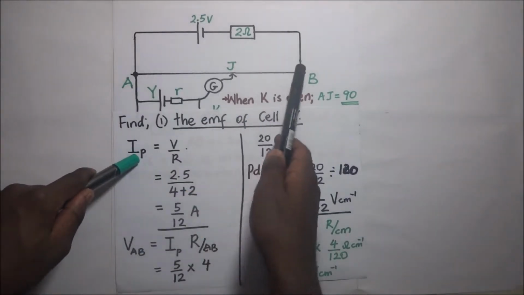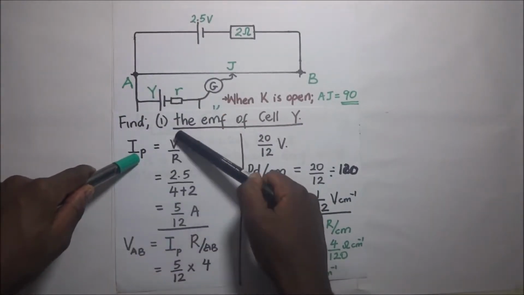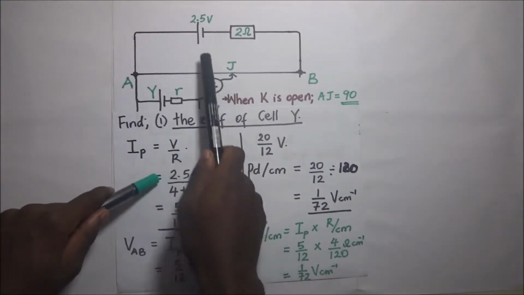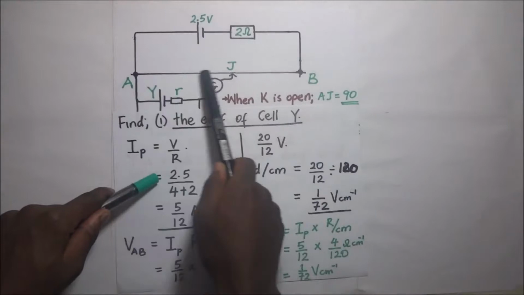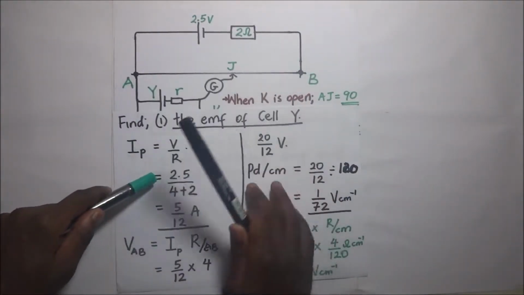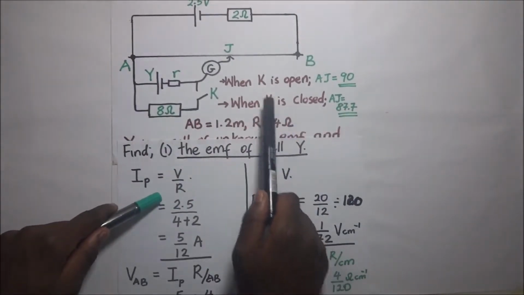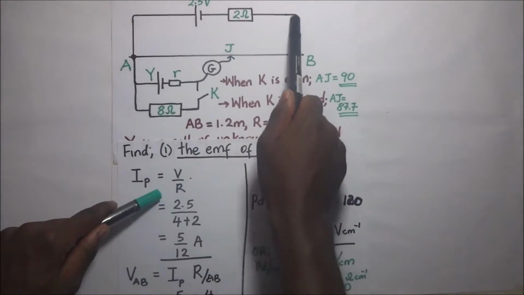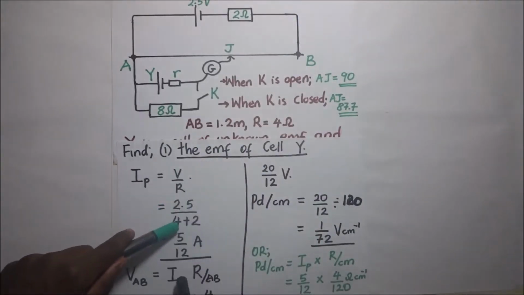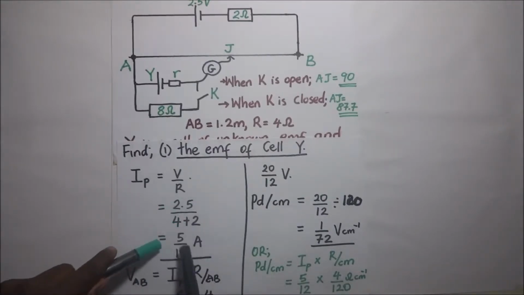The V in the primary circuit right here is 2.5 volts. So it's going to be 2.5 volts divided by the resistance. By resistance here, we're talking about the effective resistance in the primary circuit. Now in the primary circuit, we have a slide wire AB, whose resistance is 4 ohms according to the question. So we have 4 ohms in series with 2 ohms. So it is V over R, which is 4 plus 2, and 2.5 divided by 6, we get 5 over 12 amperes.